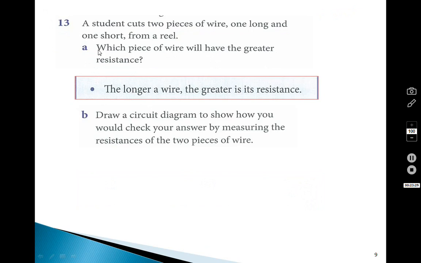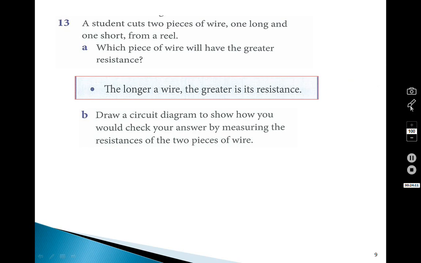Okay, now we will move to question 13. A student cuts two pieces of wire, one long and one short, from a reel. Section A: which piece of wire will have the greater resistance?